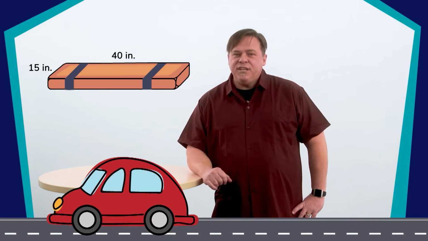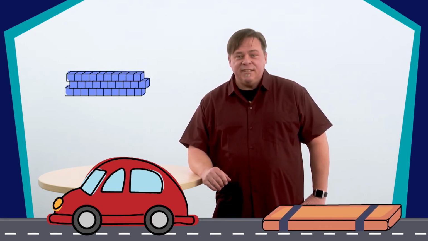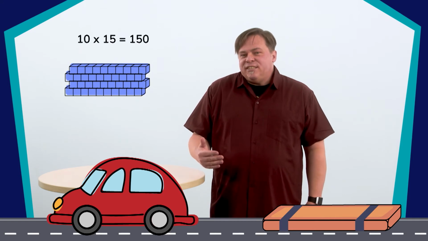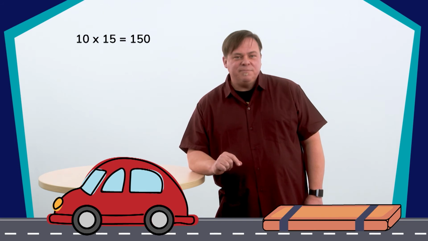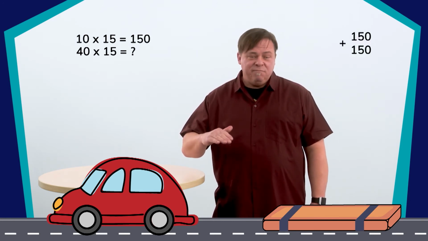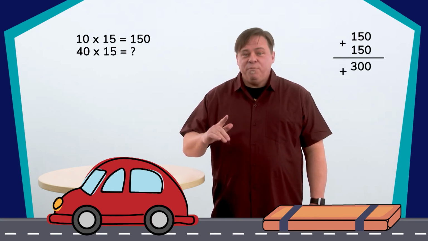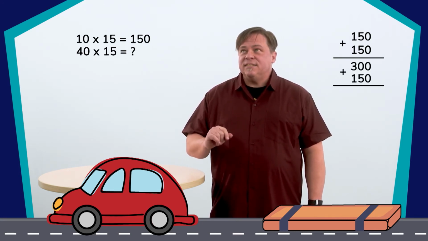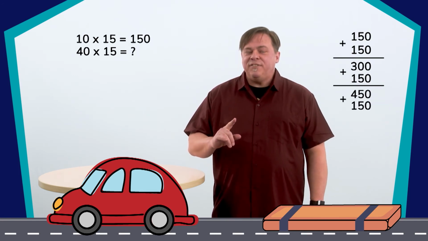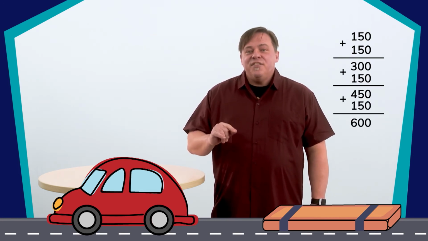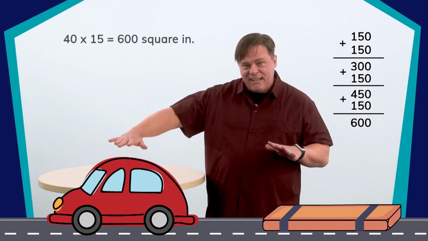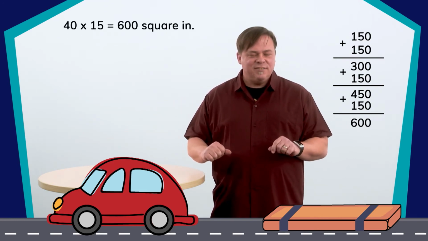One way would be to think of 40 as 4 groups of 10. I can do 10 times 15 in my head. 15 tens is 150. If I have 4 groups like that, I just have to add 150 4 times. So, 150 plus 150, that's 300, plus 150, that's 450, plus 150, that's 600. The area of one side of the case is 600 square inches.